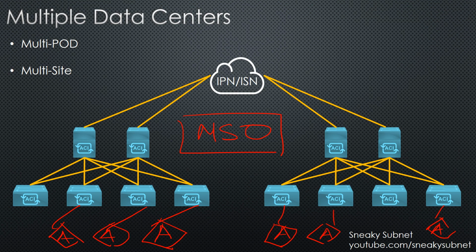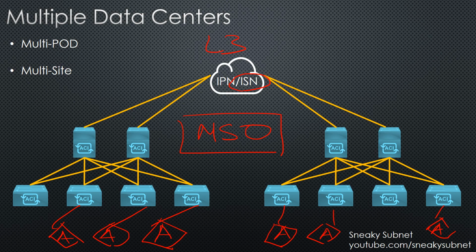It allows you to separate policy domains. Only changes that you really want and need will be propagated to selected sites, sites which you explicitly select. Also, ISN requirements, inter-site network requirements, are much easier to satisfy. It could be just a generic layer 3 routed network.